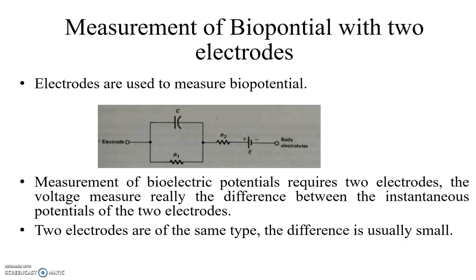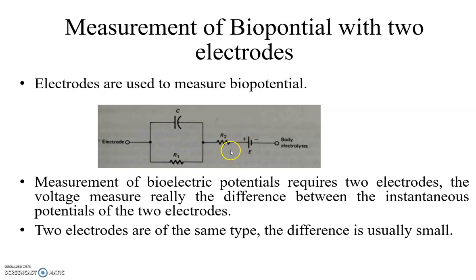Next, measurement of biopotential with two electrodes. The electrodes are used to measure biopotential. This is the equivalent circuit of a biopotential electrode in contact with the body, consisting of a voltage source in series with a resistance and capacitance network, and also this resistance R2.